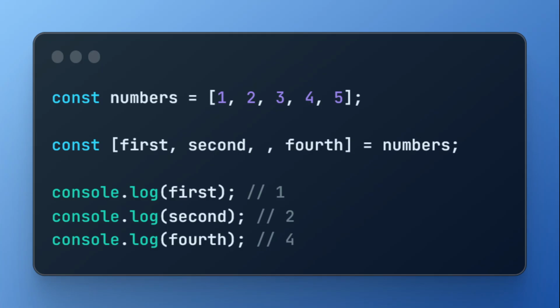Destructuring assignment is a way to extract values from arrays or objects and assign them to variables in a more concise and readable way. For example, consider the following array. Instead of accessing each element using index notation, we can use destructuring assignment to extract specific values. In this code, we use square brackets to create a pattern that matches the shape of the array. The commas in the pattern allow us to skip over elements that we are not interested in. We can then assign the extracted values to new variables, for example, first, second, and fourth in a single line.